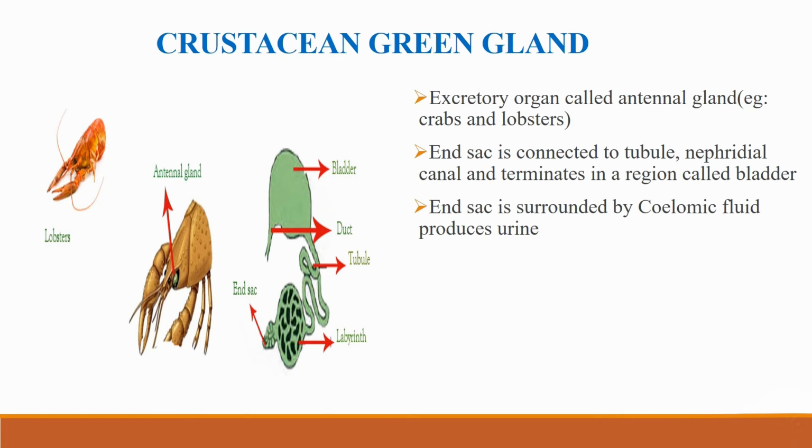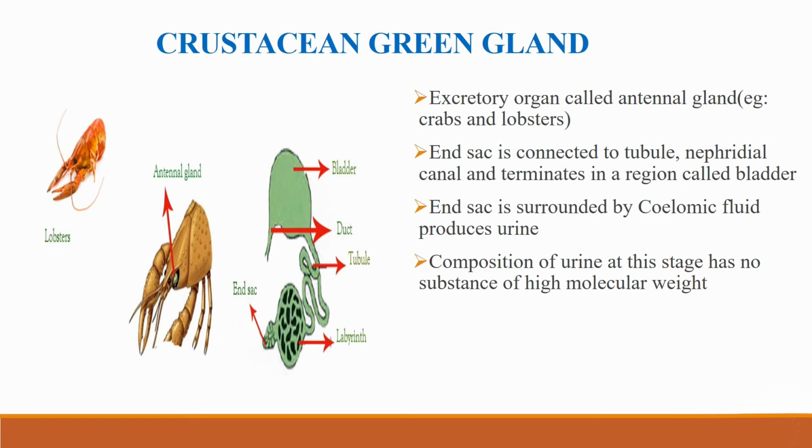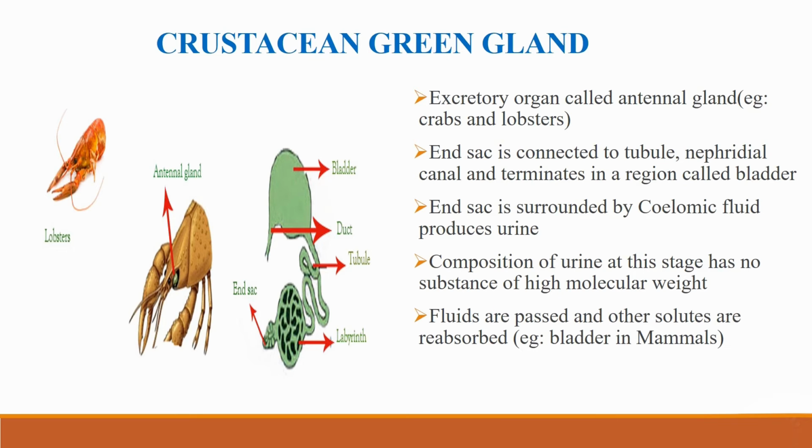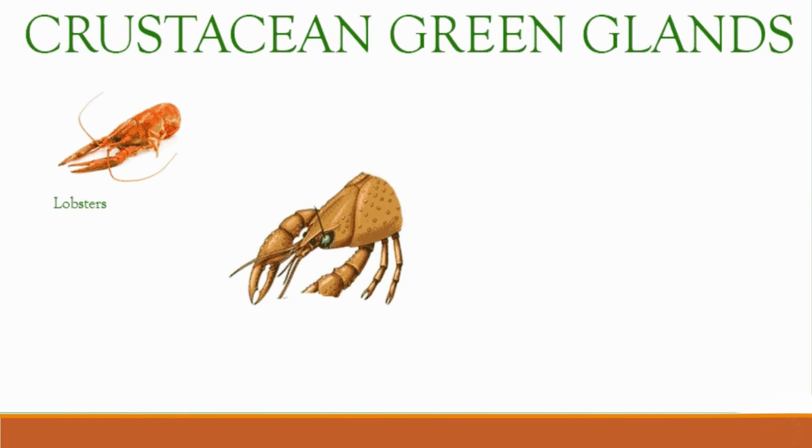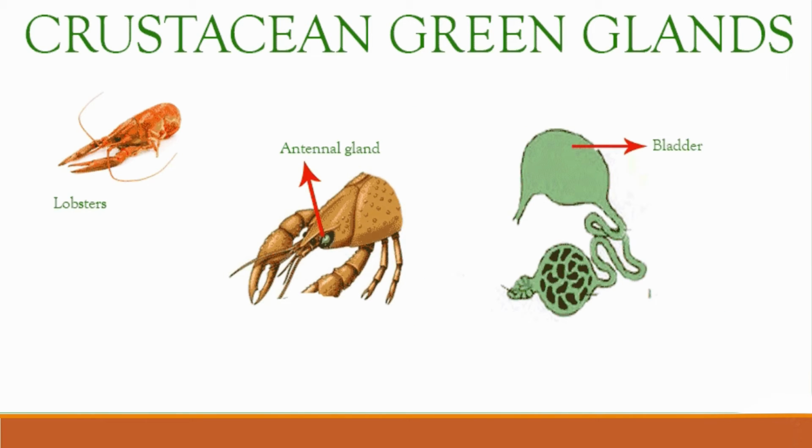antenna. The end sac is surrounded by coelomic fluid, which is filtered to produce the initial urine, which lies within the gland. As with all excretory structures, the composition of the urine at this stage is similar to that of the body fluid hemolymph from which it was formed, with the exception that it contains no substances of high molecular weight such as proteins. As this fluid passes along the nephridial canal, water and other solutes are reabsorbed. Unlike the bladder in mammals, for example, the bladder associated with the antennal gland is also capable of reabsorbing substances.